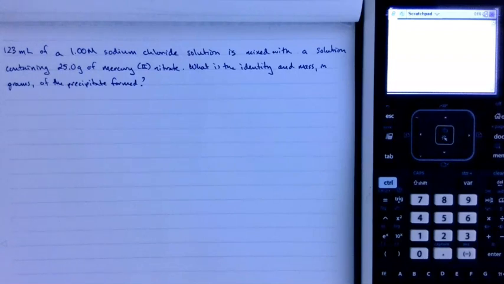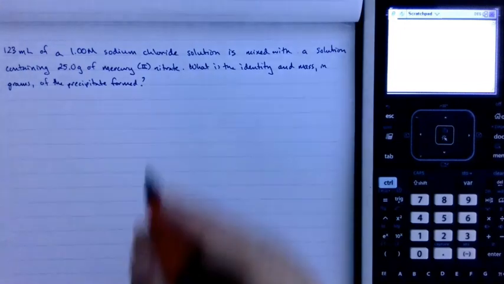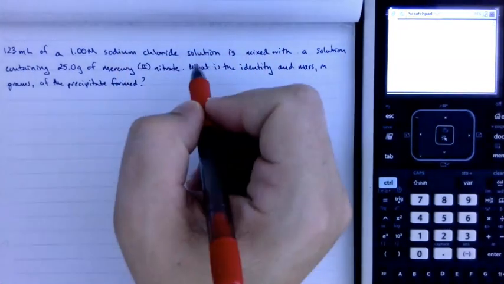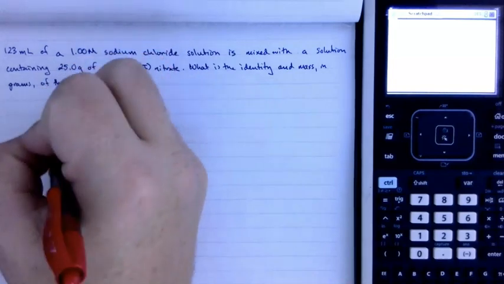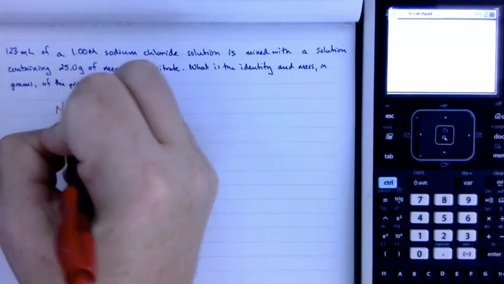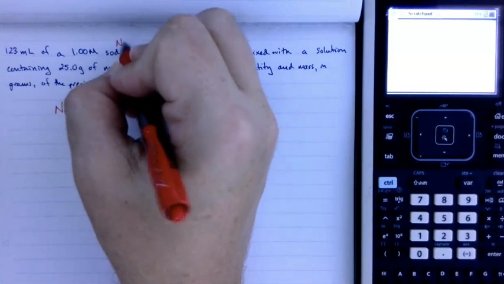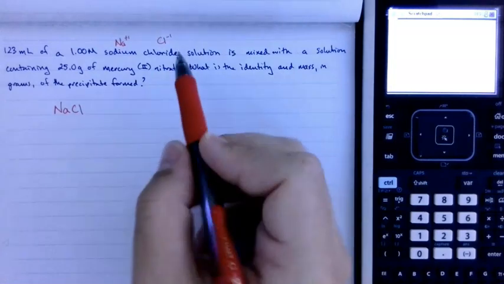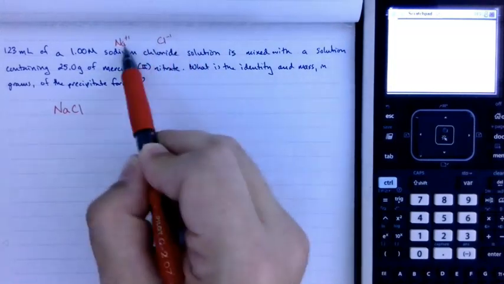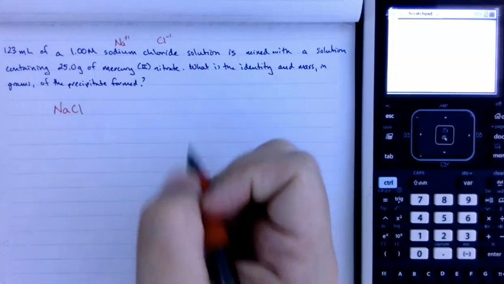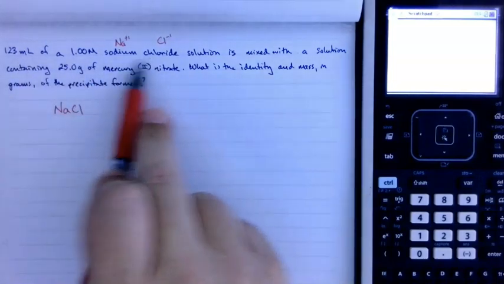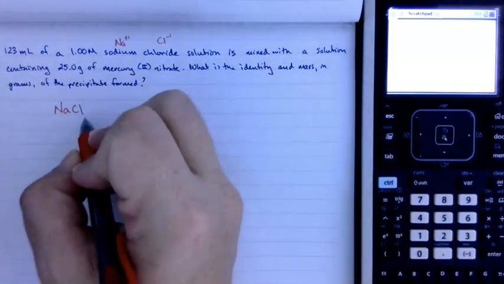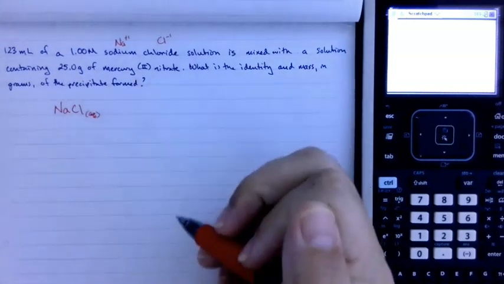Like any stoichiometry problem, we have to start with a balanced chemical equation. So I'm going to start writing here. Sodium chloride is a pretty simple formula, everyone kind of knows that one, NaCl. But that comes from the sodium ion, which is +1, and the chloride ion, which is -1. So a 1-to-1 ratio means we have 1 sodium ion to 1 chloride ion. And it says that it is a solution, so we know this is aqueous.